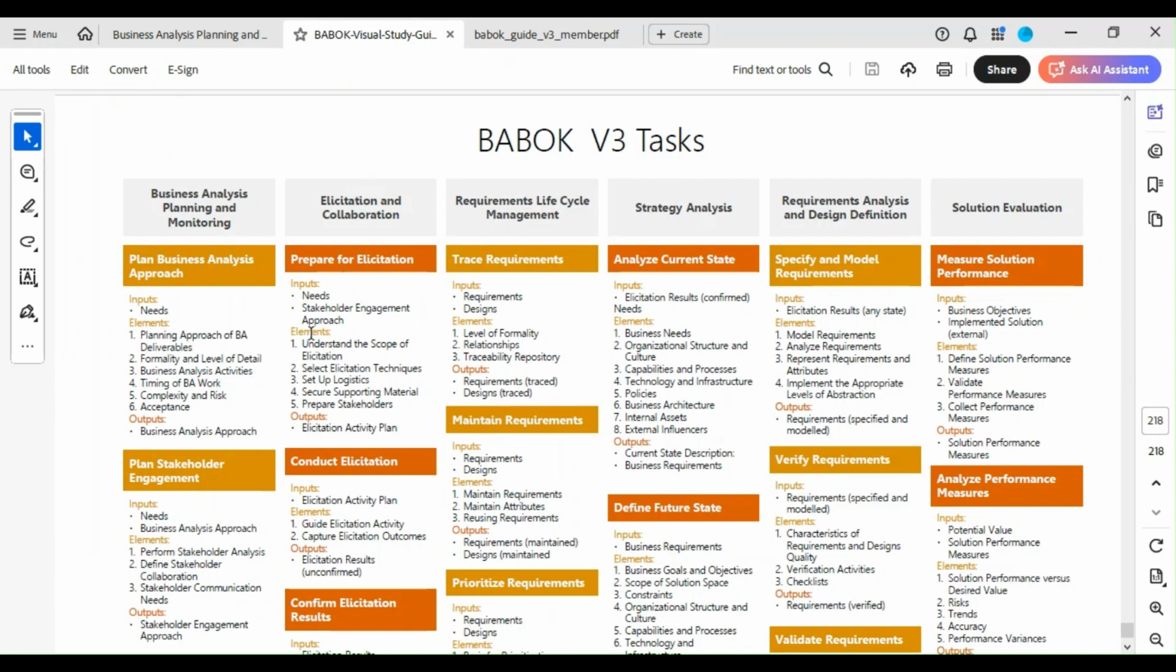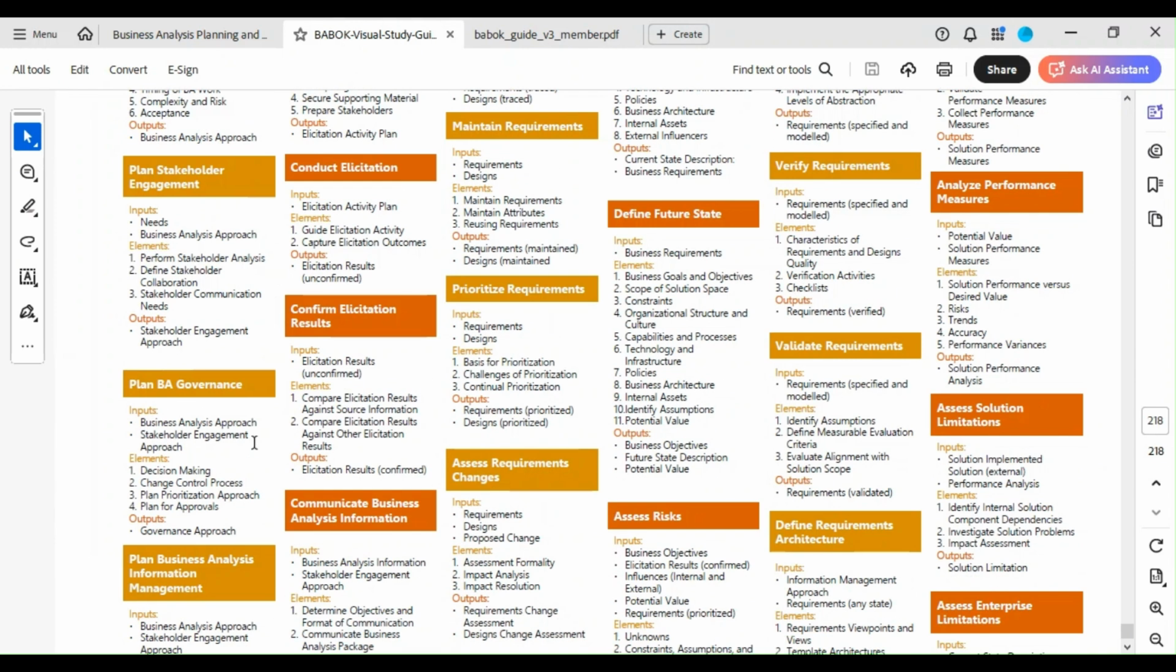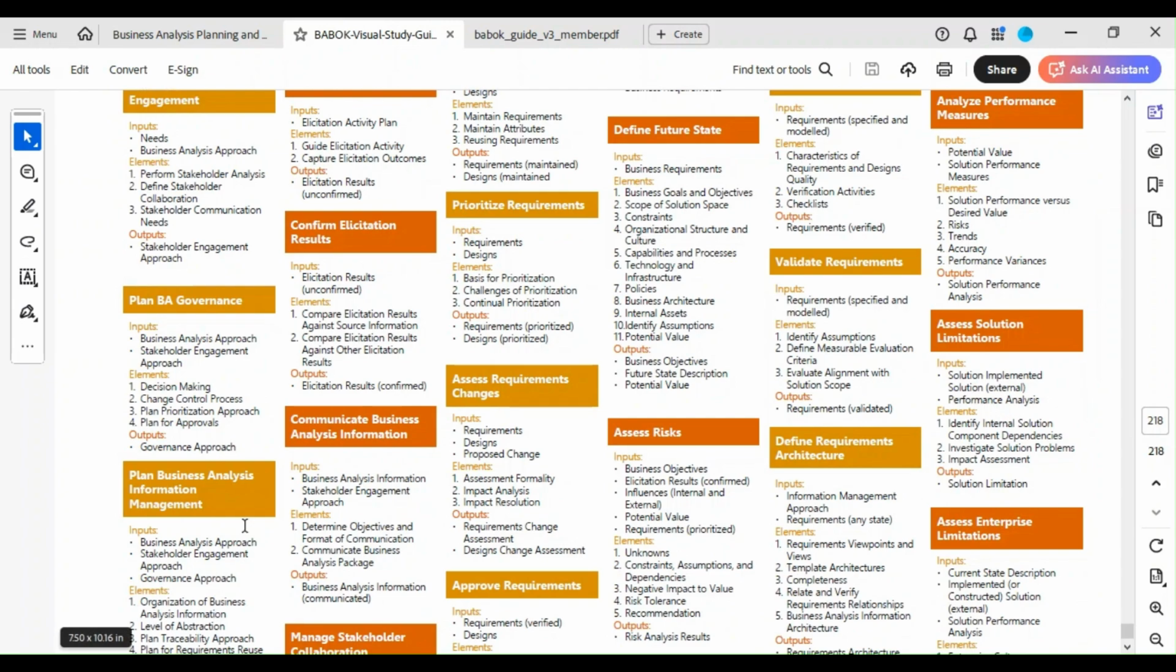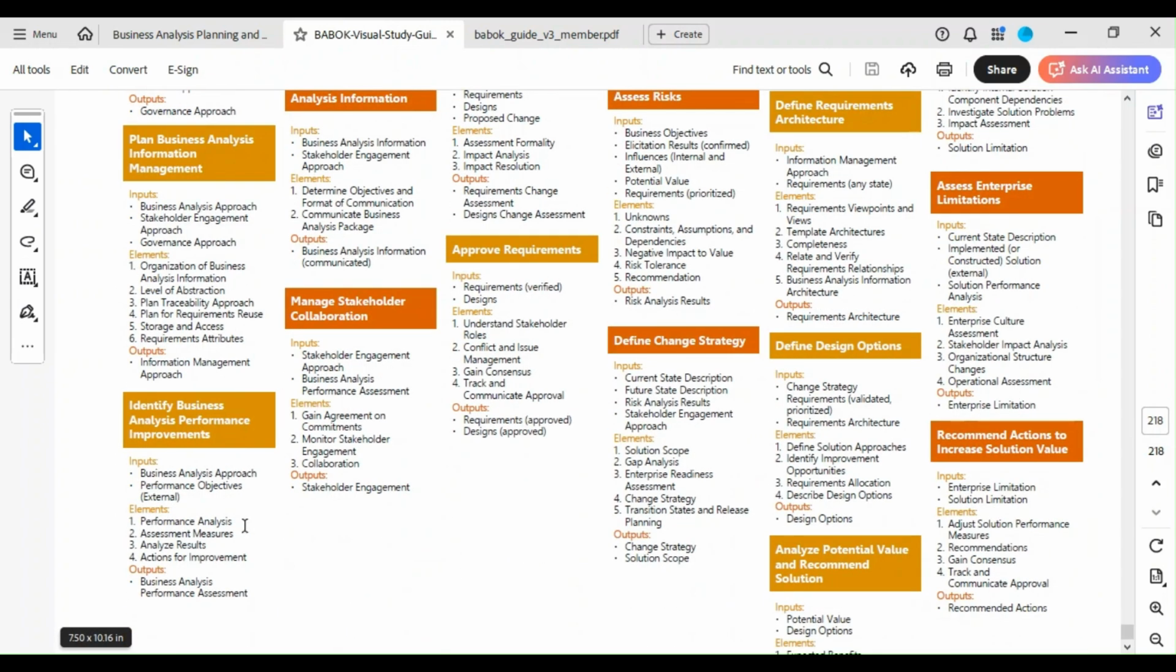So remember that we have 6 knowledge areas, and you have the business analysis, planning and monitoring, you have the elicitation and collaboration, you have the requirement life cycle management, you have the strategy analysis, you have the requirement analysis and design definition, then you have the solution evaluation. Then under business analysis, planning and monitoring, we've looked at plan business analysis approach. You can check the video out. Plan stakeholder engagement, you can also check the video out. Plan BA governance, plan business analysis information, which was the last upload we had. Then we are looking at today, identify business analysis performance improvement.